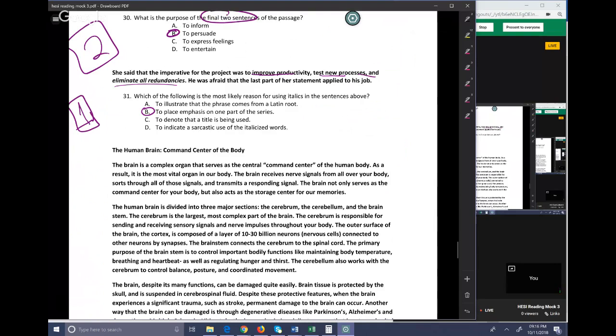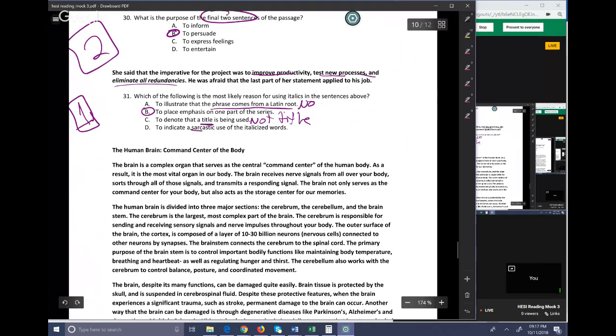What I would say is always look at all answers and use all of the answers to understand what the best one is, because these answers depend on what your choices are. There may be a better way to explain the way they used italics here, but obviously you only have these 4 choices. It's not illustrating a Latin root. First of all, this says a phrase comes from a Latin root. That's very clearly a phrase that would come from our use of language currently. To denote that a title is being used, eliminate all redundancies is not a title. So that would also be wrong.